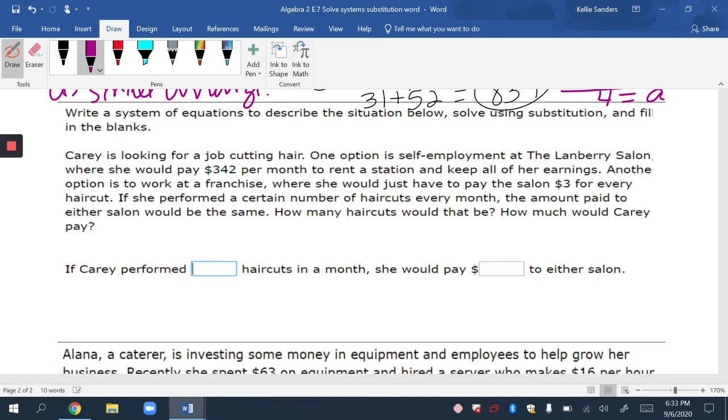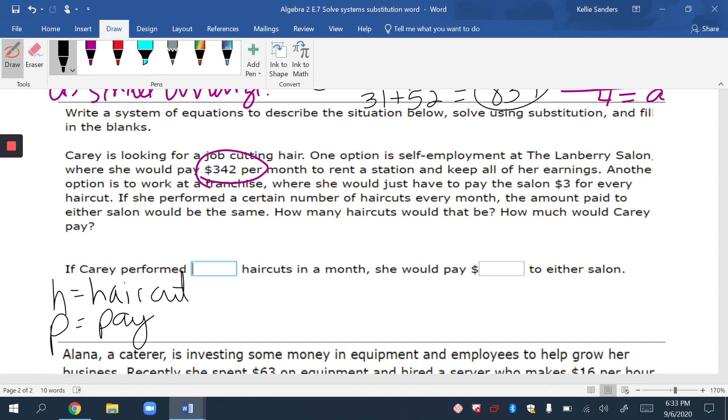Well, we really already know that one. We know that Carrie would pay $342 because it said that without any kind of money going out. But let's pretend that we don't. So, performed haircuts, H for haircut, and then P for pay. If she owned her own salon, her pay would be $342 every month.